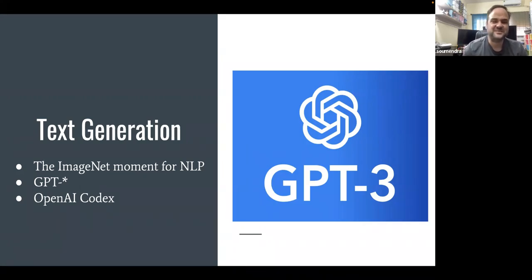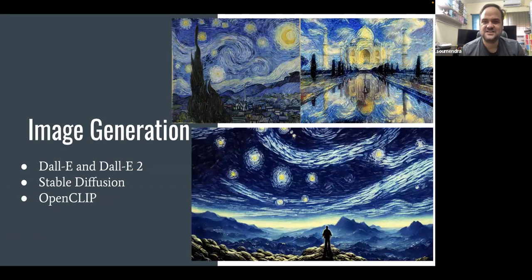So GPT-3, GPT-Neo, GPT-J, lots of different variants of that architecture. We also have models like OpenAI Codex, which is essentially the same architecture, but built for coding autocomplete kind of tasks. You write half the code and the rest of the code is auto-generated by the model. Image generation is another thing that we do really well right now.